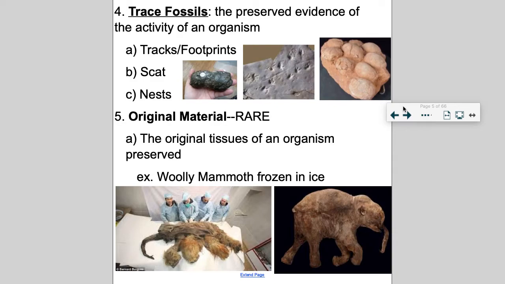The last two types of fossils: trace fossils and the original material. I wish those pictures were in the notes. So trace fossils is the preserved evidence of a living organism. So footprints or tracks in the mud, and then it dries.